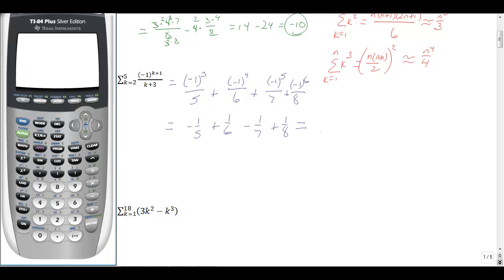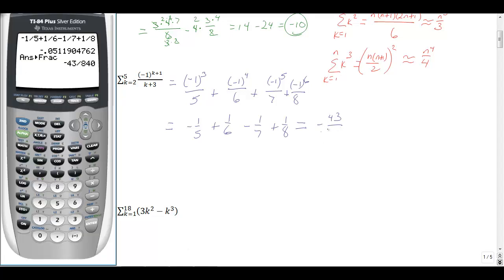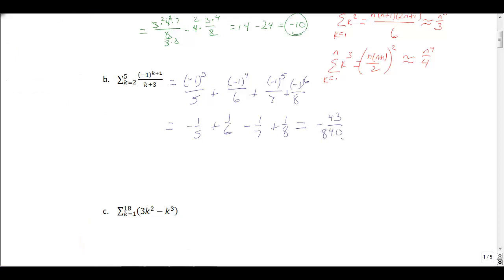I'm going to just use my calculator instead. So we have a negative 1/5 plus 1/6 minus 1/7 plus 1/8 here. That spits out that ugly thing. If I go math to a fraction, it should spit out negative 43 over, it was 840. So there's my sum, and I just need to know sort of what this is.